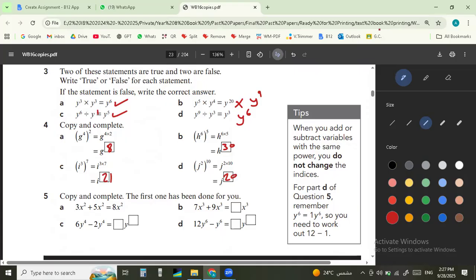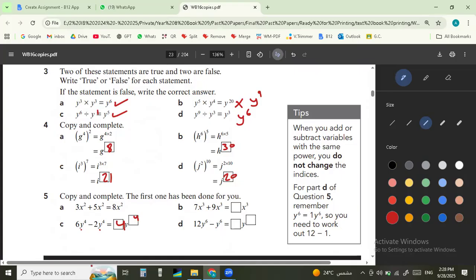The one over here, just simplifying 6 y to the power of 4 minus 2 y to the power of 4 is 4 y to the power of 4. The indices do not change at all in addition and subtraction. Addition, subtraction. If the variables are the same, just add with the same power as well, so y to the power of 4. And here y to the power of 4, just minus the coefficients normally. 6 minus 2 is 4. Y to the power of 4 remains the same.